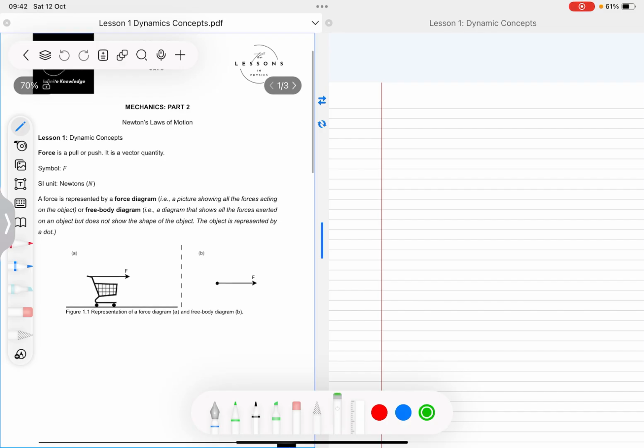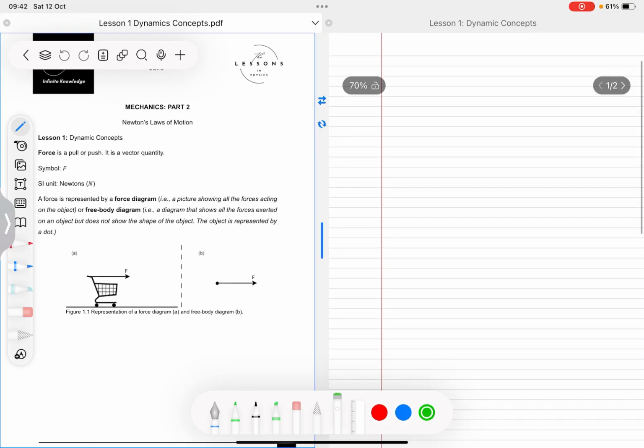So lesson 1 will be looking at dynamic concepts. Dynamic concepts are the concepts that study what causes an object to move. So when we talk about dynamic concepts, we're looking at concepts that help us to understand why objects are able to move, what causes them to move, right? The first dynamic concept that we're going to look at is called a force. In its simplest form, we can define a force as a pull or a push, right?